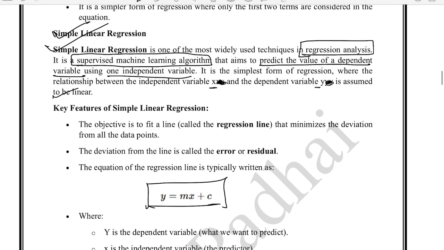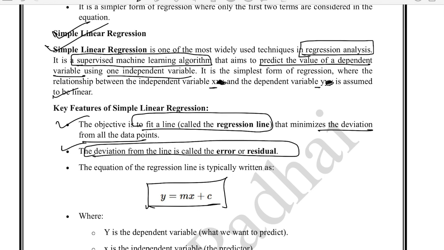Next we have is the key feature. The main objective is to fit a line, that is the regression line, that minimizes the deviation from all the points. The deviation from the line is known as error. For example, if a point is lying away from the straight line, it's nothing but error itself.